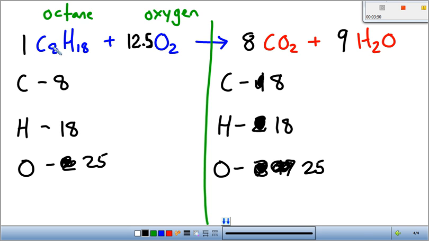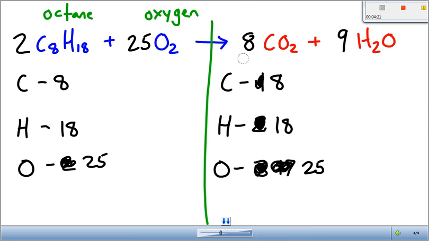So as of right now, 1 of our octane molecules is going to burn, is going to combust, react with 12 and a half pairs of oxygen to make 8 carbon dioxide gas molecules and 9 water molecules. So that we have even numbers, a way that we can work around this is, let's just double the whole recipe. So instead of having 1, let's start out with 2. If we have 12 and a half and we double the recipe, we can use 25. If we have 8 of these, we double the recipe, we need 16. And if we have 9 of these waters, and we need to double the recipe, 9 times 2 is 18.